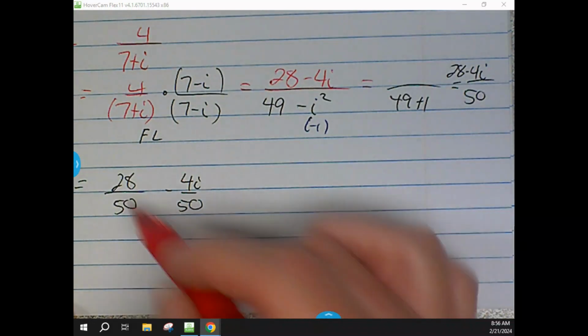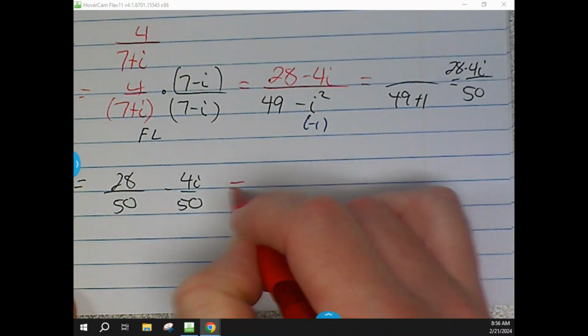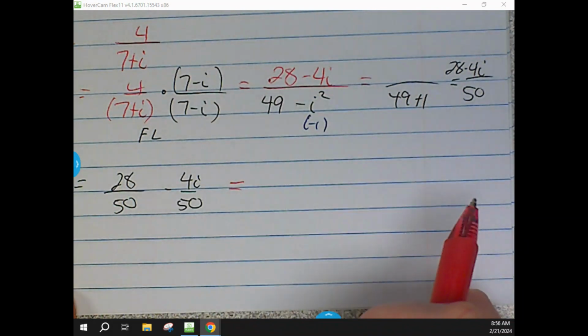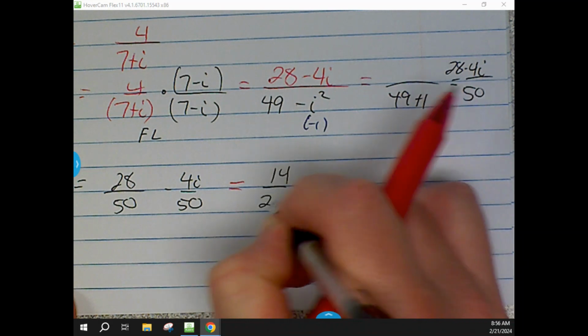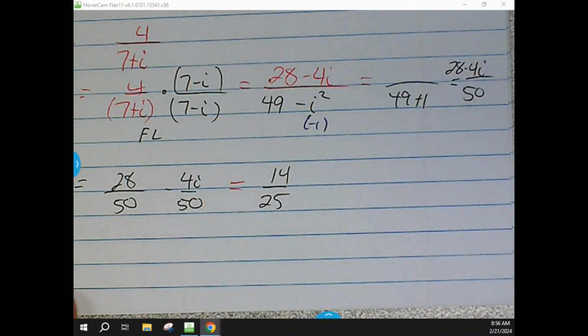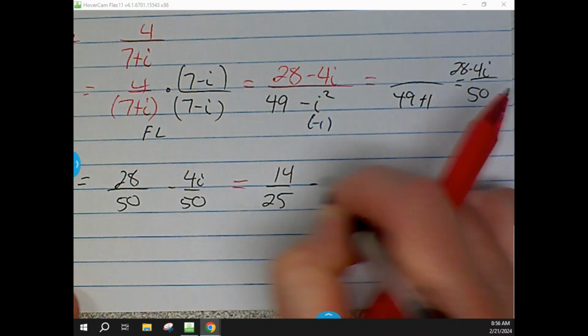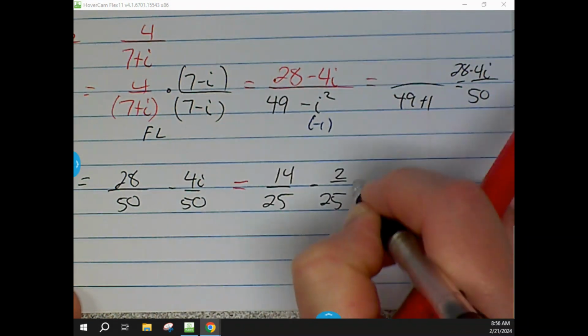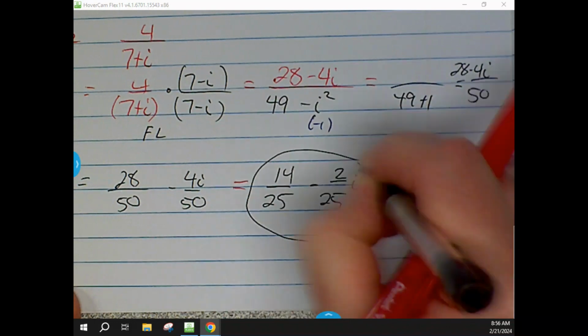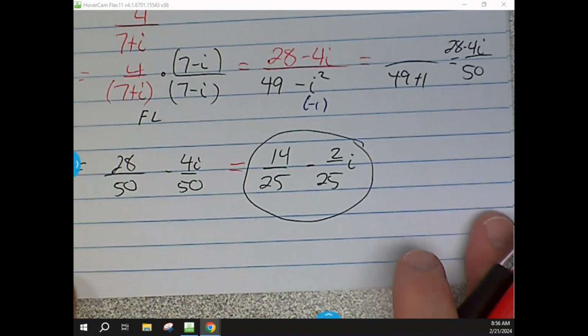So if we've got 28 over 50, we can divide them both by 2 and make that 14 over 25. And then 4i over 50, divide them both by 2, we can make that 2i over 25. Okay, so that would be one answer.